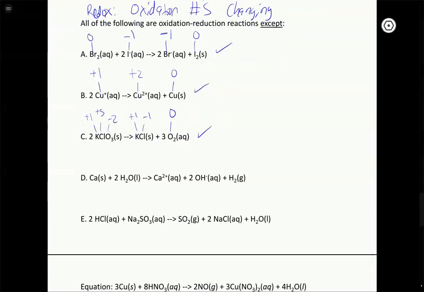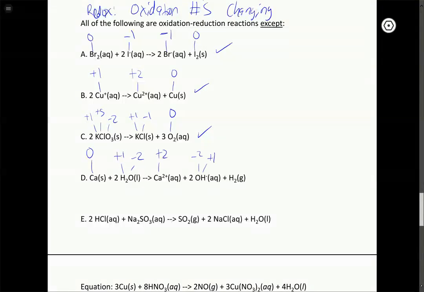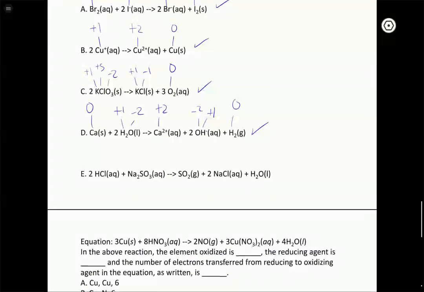This one here, calcium is an element by itself, so it's 0. We have +1 and -2 for water. On the product side, we have a +2 for the ion, -2 and +1 for hydroxide, and then H2 is 0. Once again, we see hydrogen changing from +1 to 0, calcium changing from 0 to +2. This is a redox reaction.